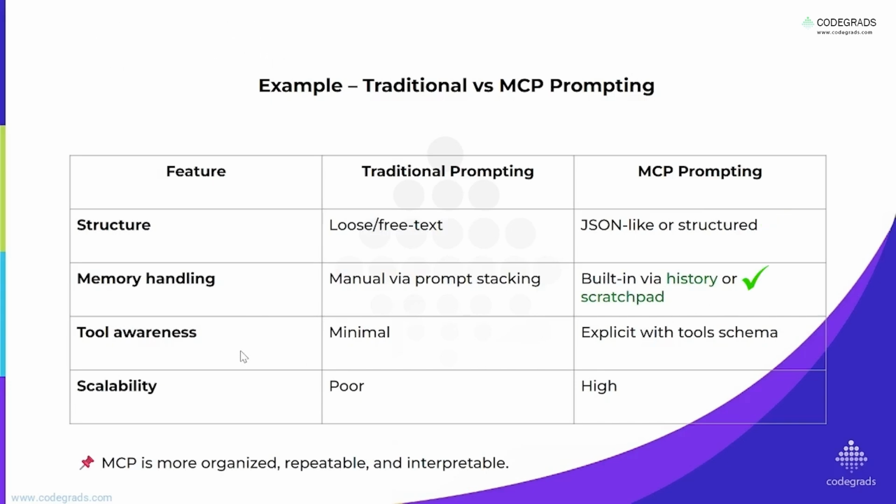The tool awareness in traditional prompting is minimal. Whatever tool output or input has been passed is not maintained or recorded in traditional prompting, but in case of MCP prompting, it is explicit with tool schema. In case of scalability, traditional prompting is poor, while MCP prompting is higher. MCP is more organized, repeatable, and interpretable. These are the advantages of MCP over traditional prompting.